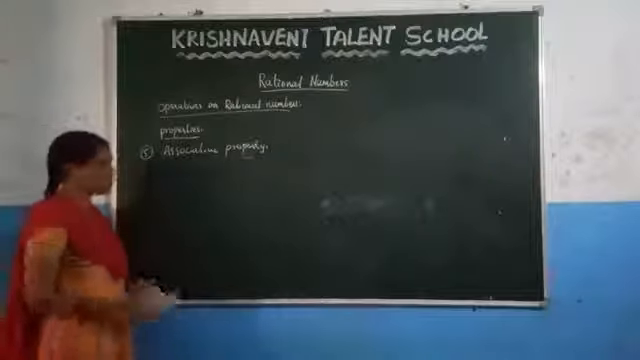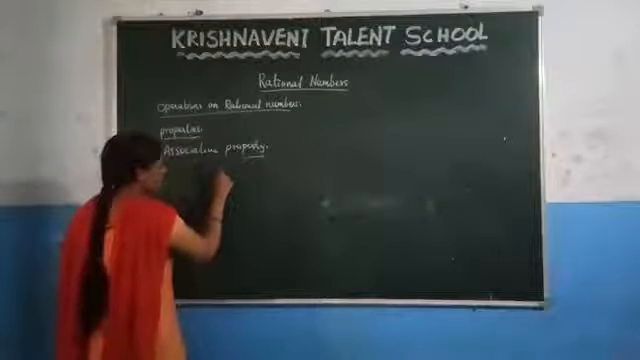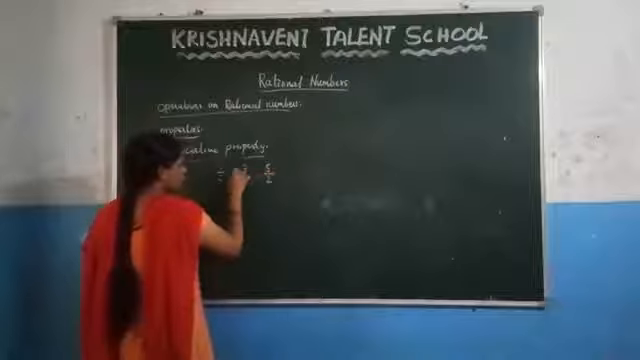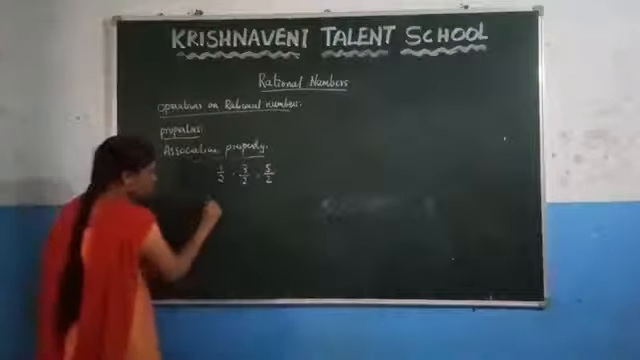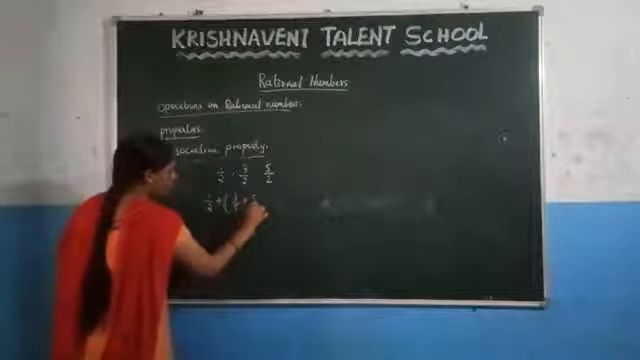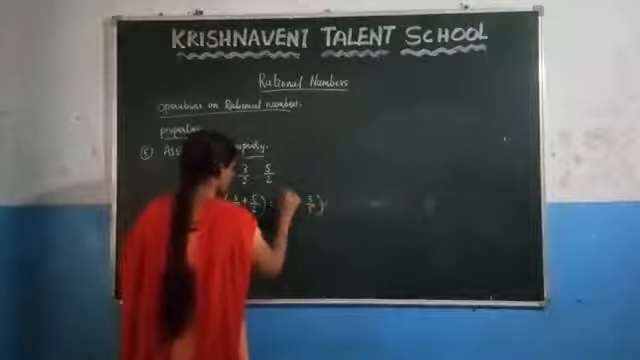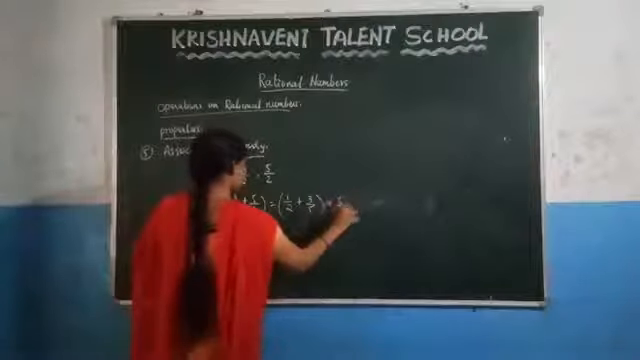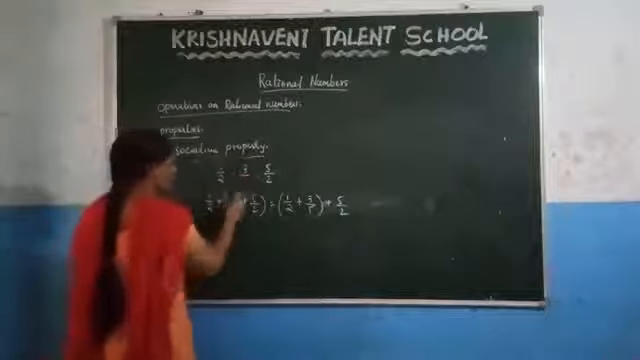The next one is the associative property. For the associative property, we need three numbers. Let us consider three rational numbers, 1 by 2, 3 by 5 and 5 by 2. You know that all these are rational numbers. What does this property say? 1 by 2 plus 3 by 5, plus 5 by 2, must be equal to 1 by 2 plus the sum of 3 by 5 and 5 by 2. This property we call the associative property.